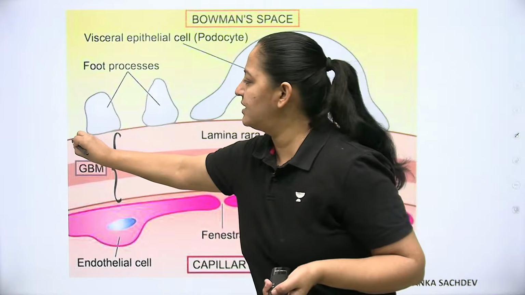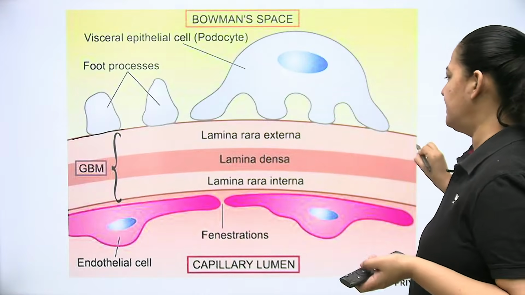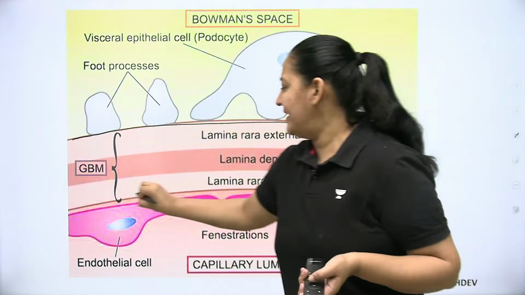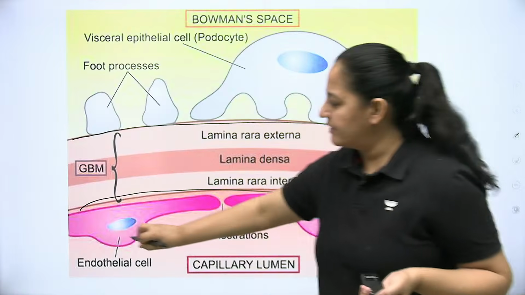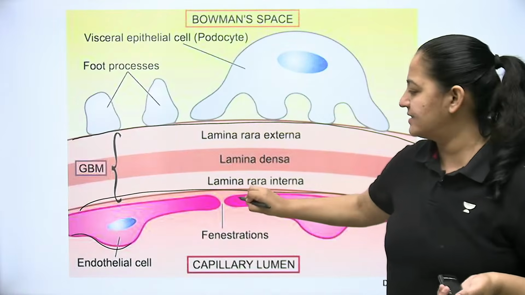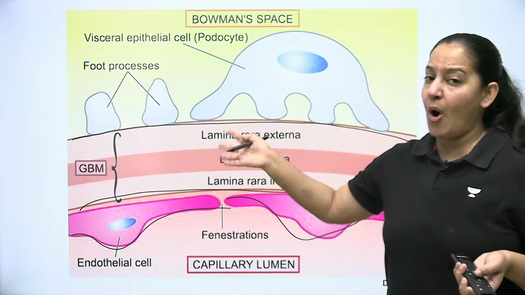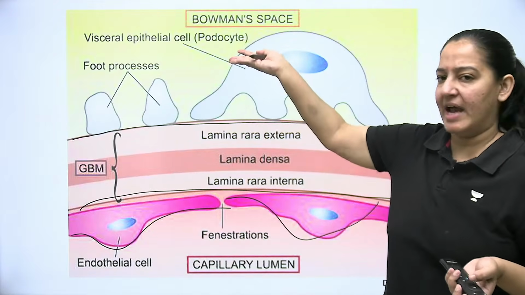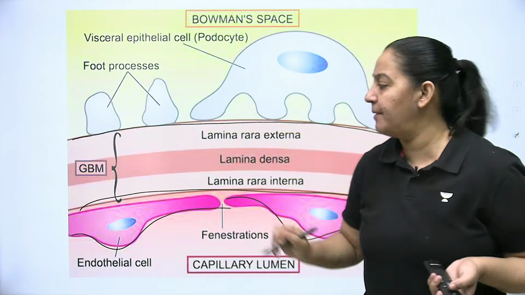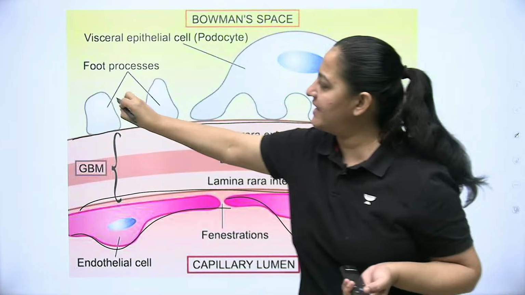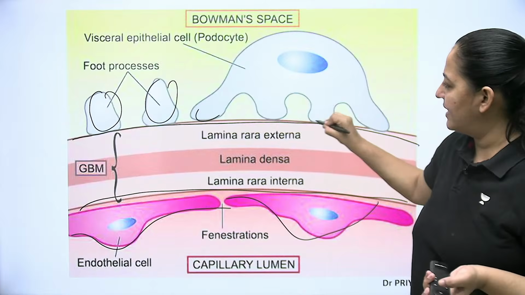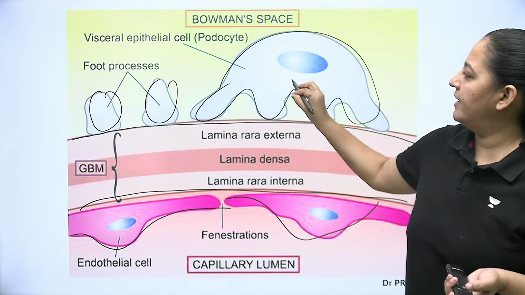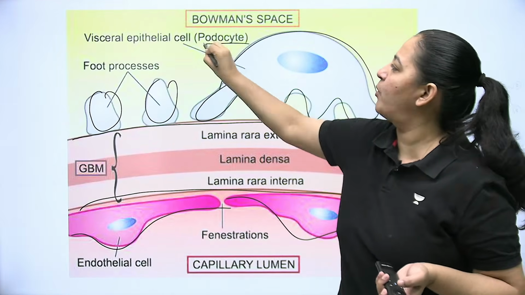Now let me show you this diagram. This is the basement membrane in the center. Please appreciate the basement membrane is in the center. Can you appreciate on one side, these pink color cells are the endothelial cells. On one side, you have to draw endothelium, and on the other side, you have to draw visceral epithelium. On the other side, these are the epithelial cells. Now see the shape of this cell. It is looking like a foot. That's why it is known as podocyte.